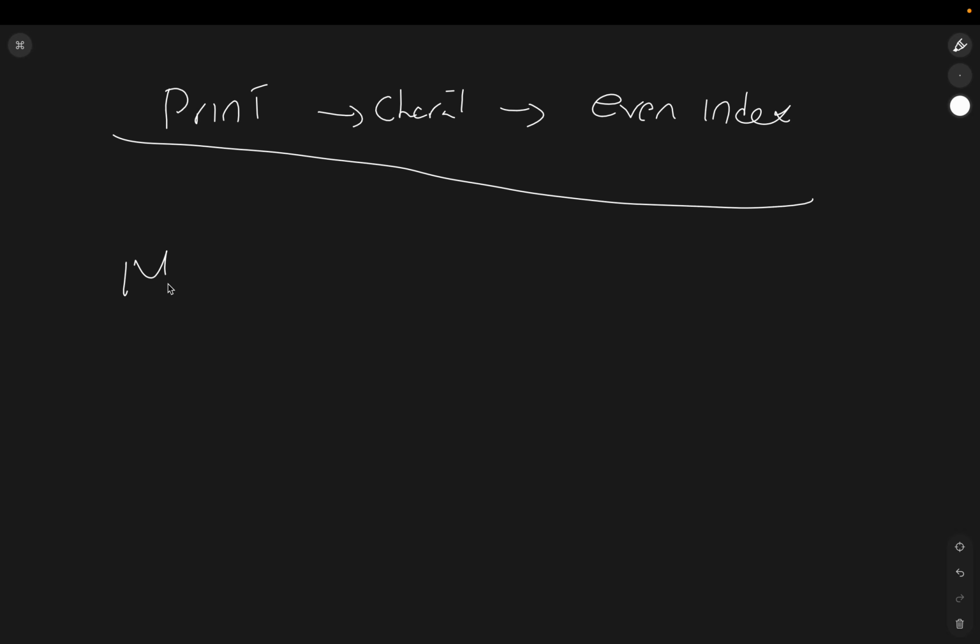It is saying MEMBERSHIP. I am saying membership, right? So what is the index number of this? 0, 1, 2, 3, 4, 5, 6, 7, 8 and 9. These are my index numbers, right?